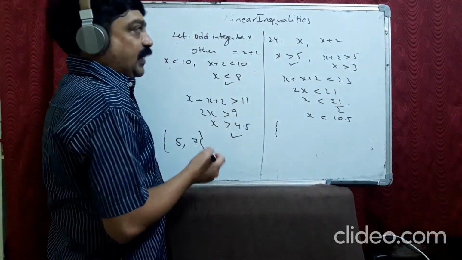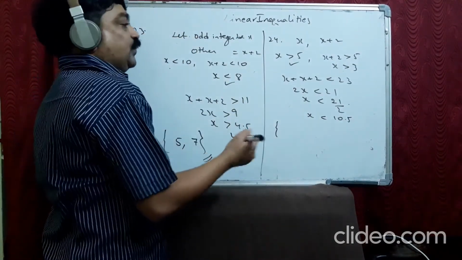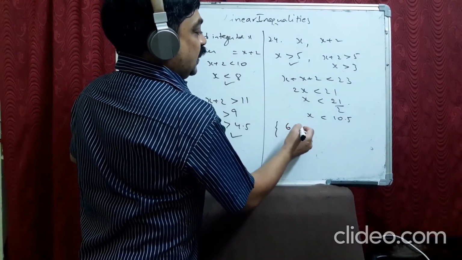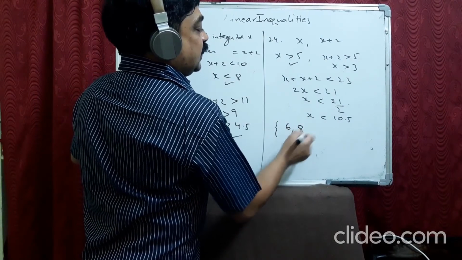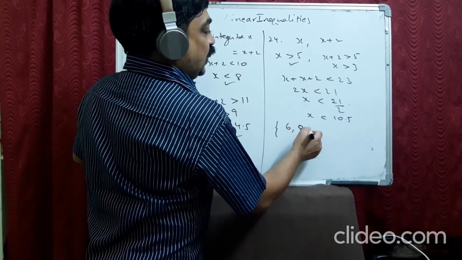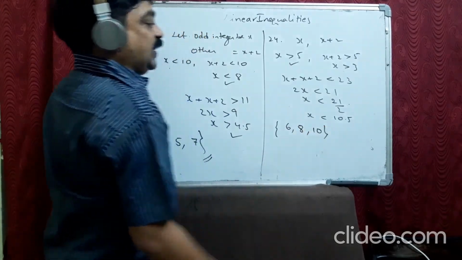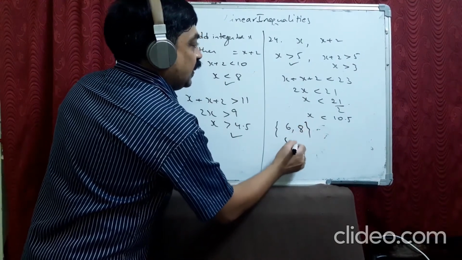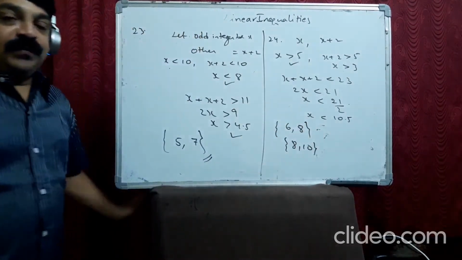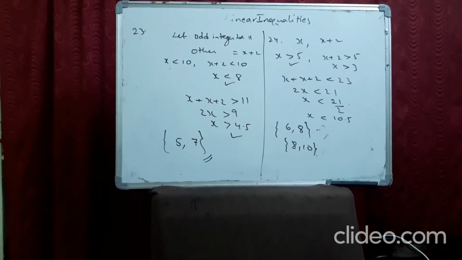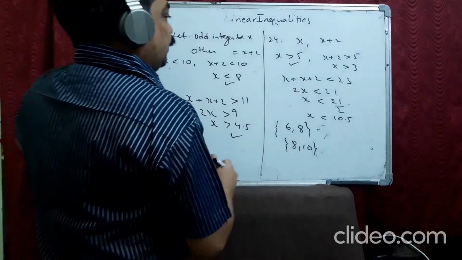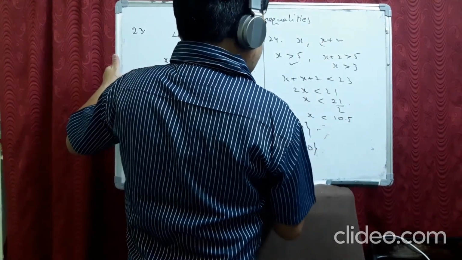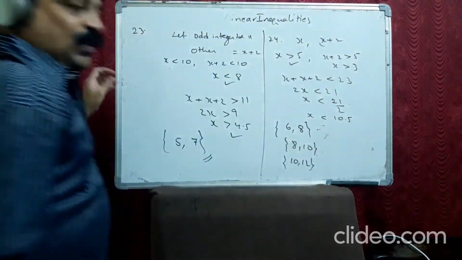What are the even integers? These are the even, consecutive. So we take 6 comma 8 and also 10 you can take. That means 6 comma 8 or 8 comma 10 you can take. The pairs, we write the pairs 6 comma 8 or 8 comma 10. Okay. Also, because you are taking consecutive, if x is this one, your other number is 12, you can take 10 comma 12 also. Okay.